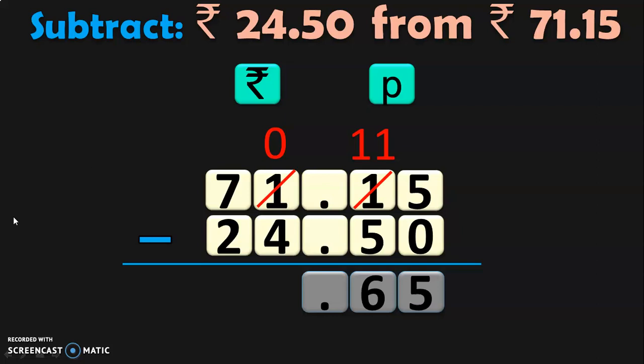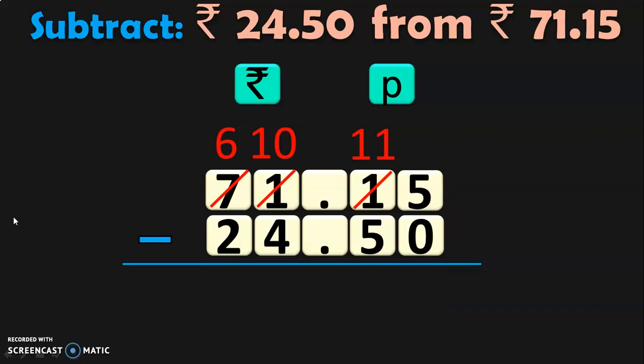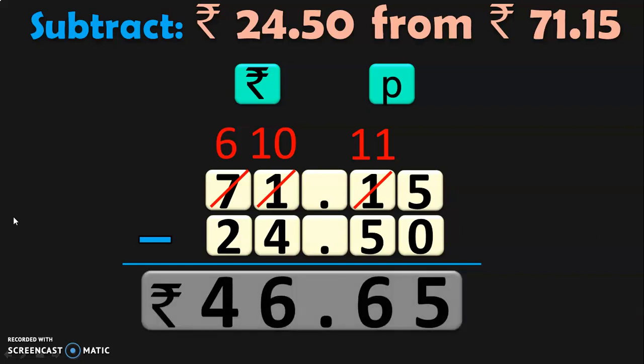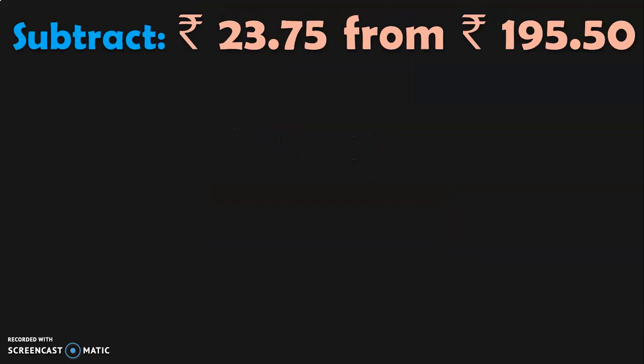Now, coming to the rupees part, 0 minus 4 cannot be done. So, you borrow from 7 which becomes 6 and 0 becomes 10. Now, 10 minus 4 is 6 and 6 minus 2 is 4. So, when you subtract rupees 24.50 from rupees 71.15, you get the difference to be rupees 46.65 or 46 rupees and 65 paise.